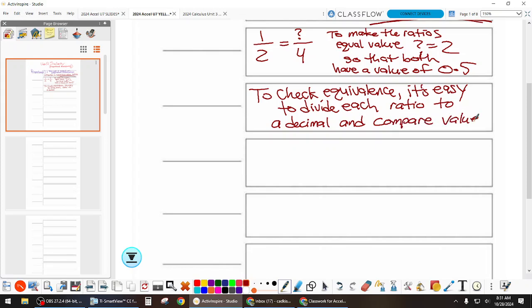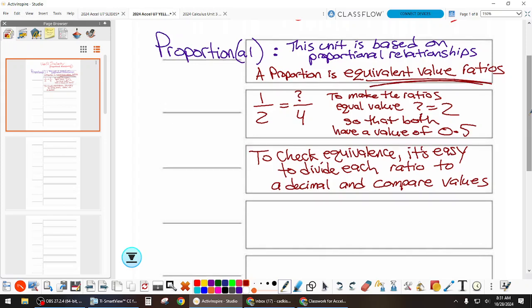Okay, so a couple of big ideas already. So proportional is equivalent value. Typically we see that in the form of two ratios. And to check equivalence, just divide to make them both a decimal and then compare those decimal values. Any questions on those?